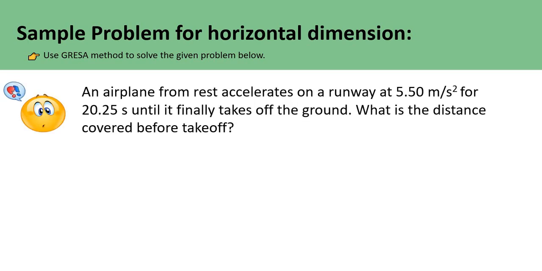Example. An airplane from rest accelerates on a runway at 5.50 meters per second squared for 20.25 seconds until it finally takes off the ground. What is the distance covered before takeoff?